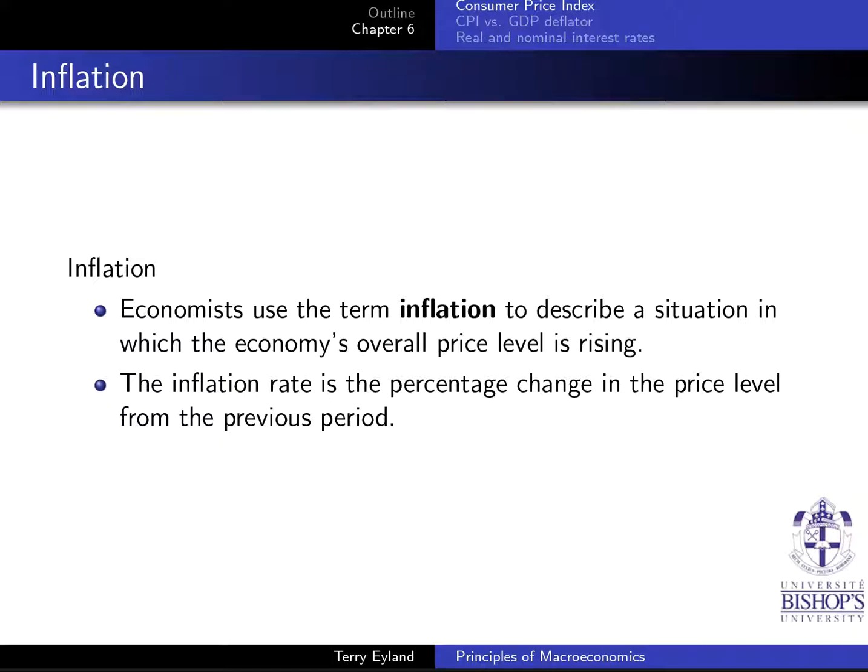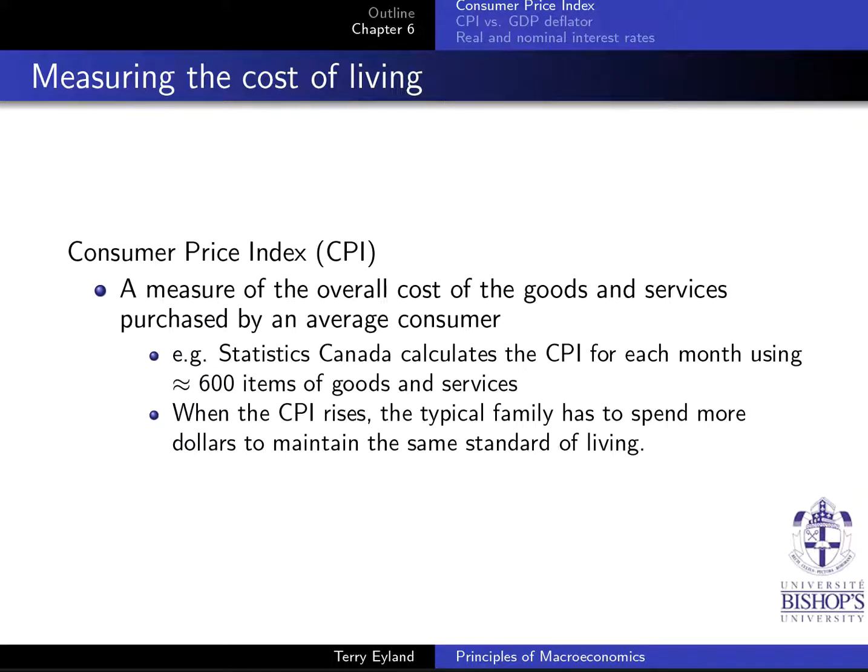Inflation is generally the term used to talk about the overall increase in the price level, and the inflation rate is the percentage change in the price level from the previous period. So how does the consumer price index inflation work? Well, the consumer price index looks at the overall cost of the goods and services purchased by the average consumer. By the average consumer, we mean we're not going to be eating caviar or other things like that, because the average consumer does not consume this on a monthly basis. So you'd be thinking more along the lines of bread, orange juice, clothing, and other things like that.